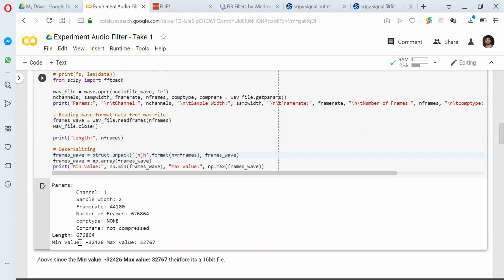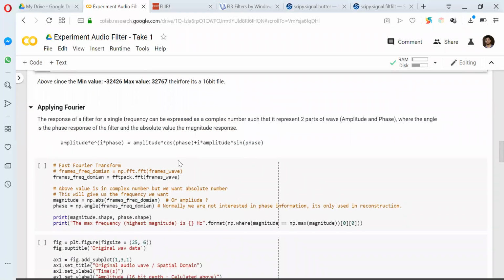And as you can see, we calculated the maximum value of that frame wave and the minimum. And since the max and min are this, it makes sense, right? Because in 16-bit integers we cannot have a value larger than that. That's why we are getting this maximum and minimum. If it were a 32-bit file, it would be in that range. So right now we have done nothing. It just read the file and converted the binary digits into the integers that we need for processing. So this is just a series of 676,864 integers.